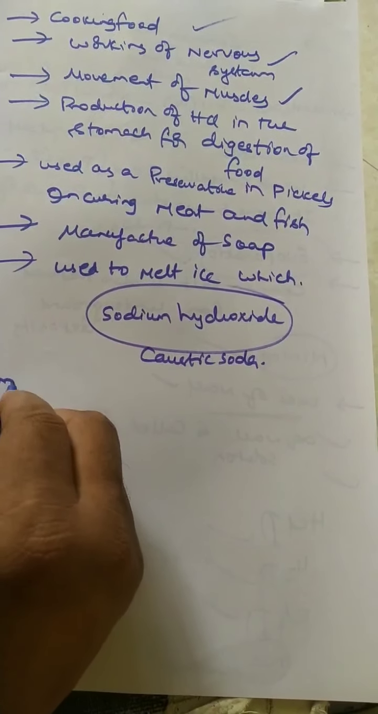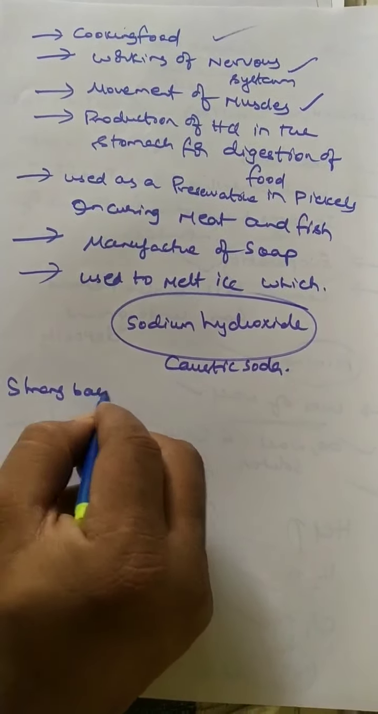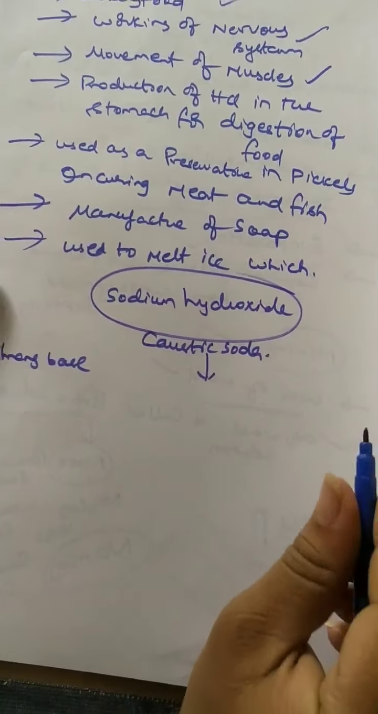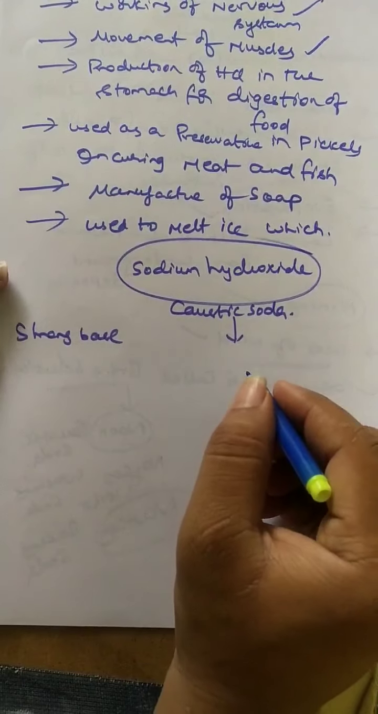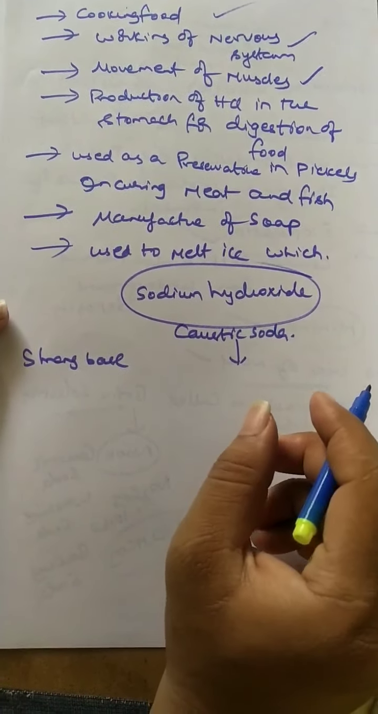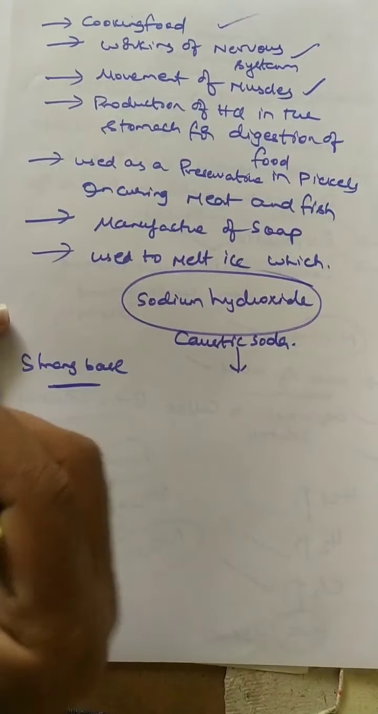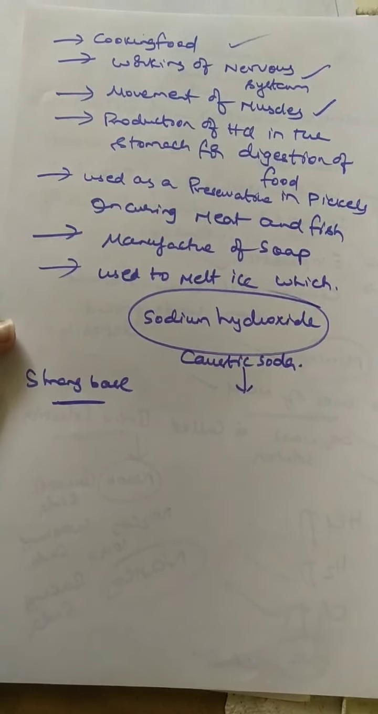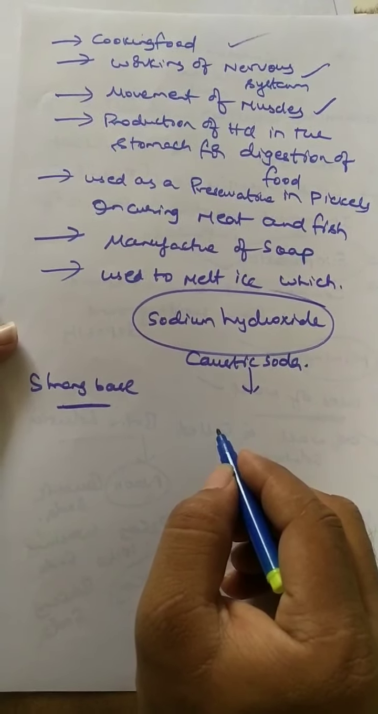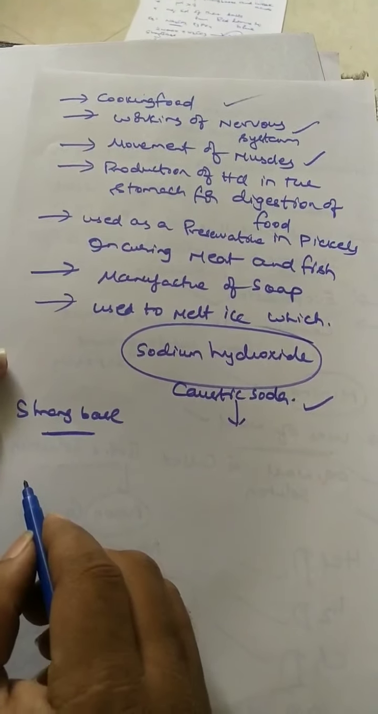So it is a strong base, students. Why is it called caustic soda? It has one property, the causticizing property. Causticizing property means it eats the proteins of the skin. So it is a strong base. When it falls on the skin, what happens? It eats all the protein content present on the skin. That property we call the causticizing property. So that's why it is named caustic soda.